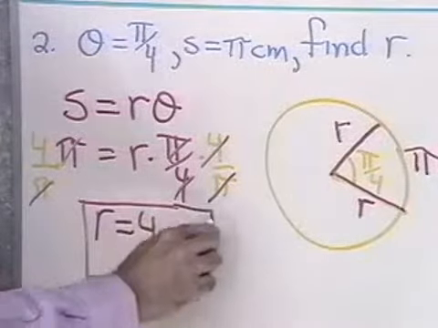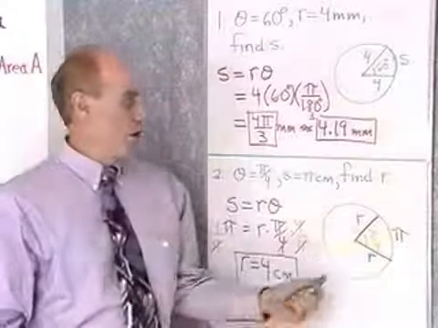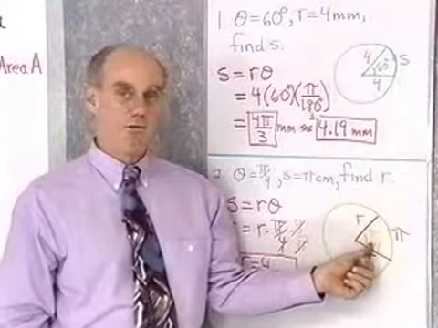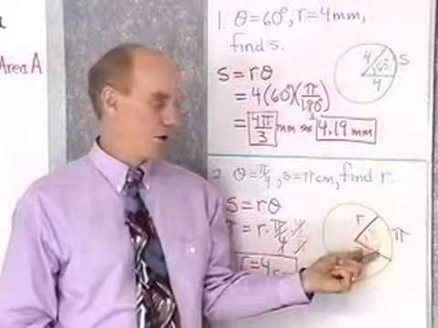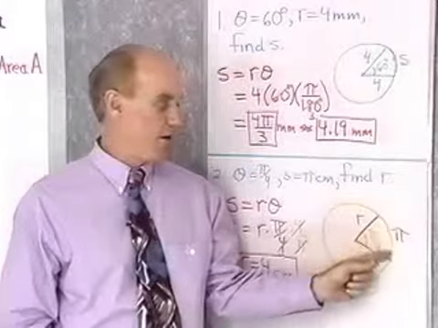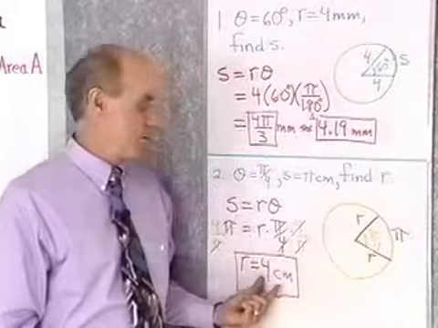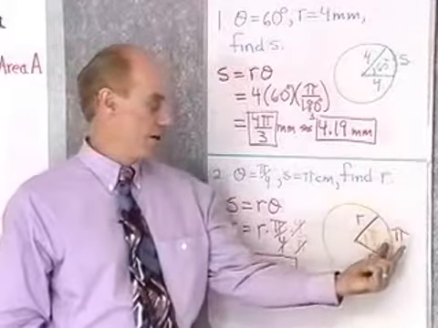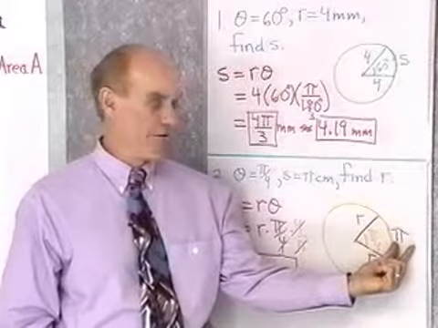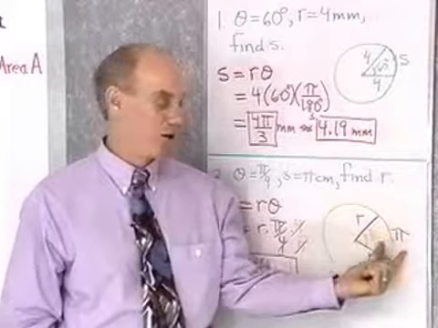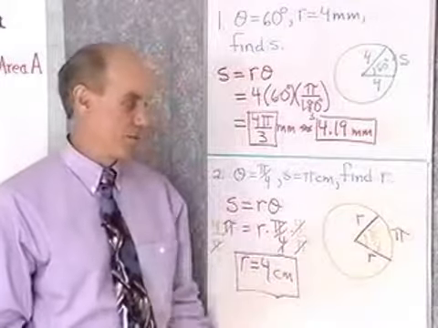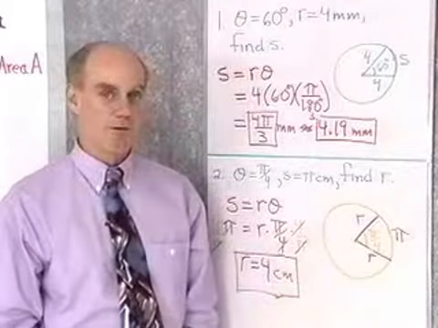Centimeters. So if I have a circle in which a central angle of pi over 4 radians, which would be 45 degrees, cuts off an arc of length pi right here, then the radius of that circle has to be 4 centimeters. So if I cut off an arc of pi centimeters, then the radius is going to end up being 4 centimeters if that central angle is pi over 4 radians.